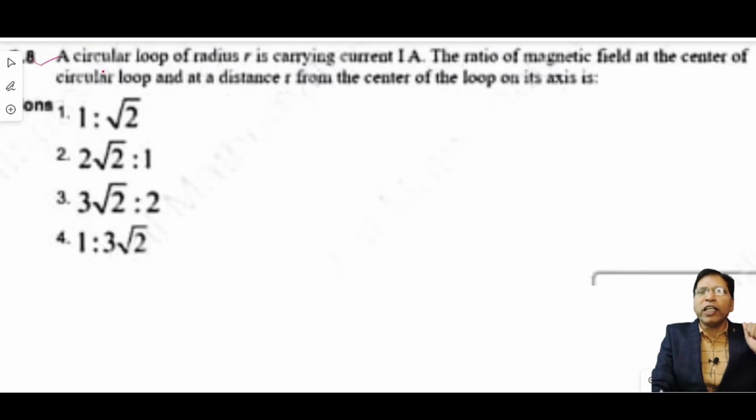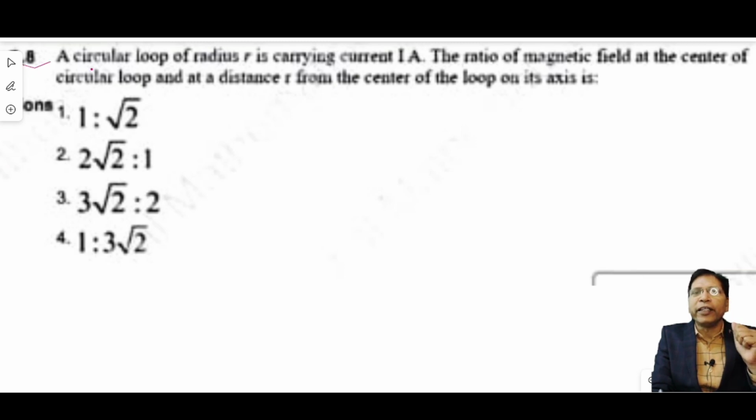Understood? Now question number 8. A circular loop of radius r is carrying current 1 ampere. The ratio of the magnetic field at the center of the circular loop and at a distance r from the center of the loop on its axis is?